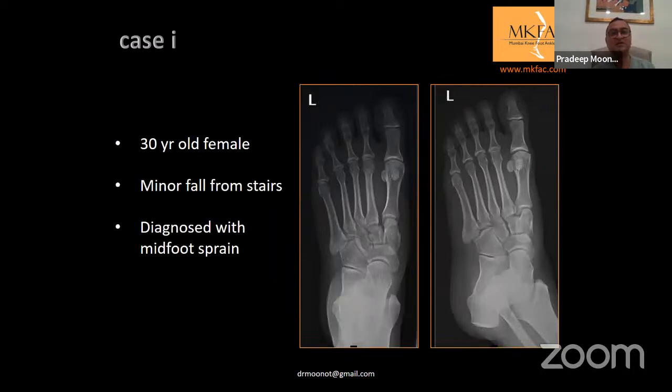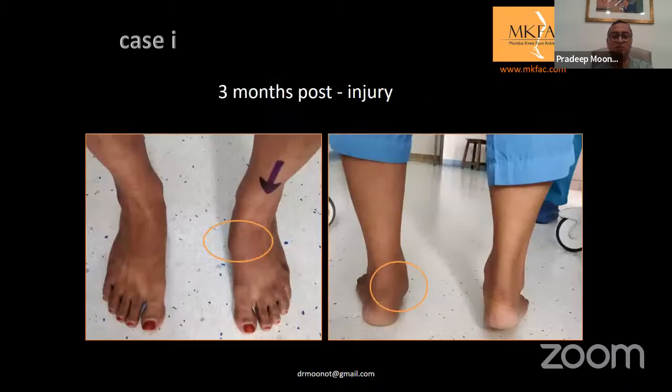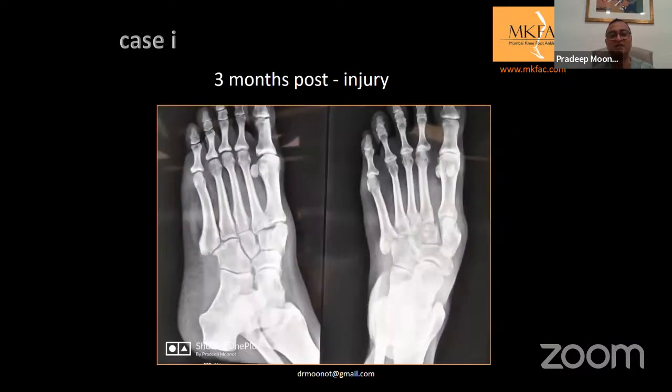Now, let me start with one case. The first case is a 30-year-old female, minor fall from stairs and diagnosed with a midfoot sprain. And these were the X-rays which were taken. She was seen by a second physician, diagnosed as fracture of the base of the metatarsal, and treated in a cast for 6 weeks. She presented to me 3 months post-injury saying, "Doctor, my foot does not look normal. You see the right side is not normal. On the left side there's a bump which has come in, and I think I'm getting some deformity of flat foot on the left side." And these were the X-rays at 3 months post-injury.